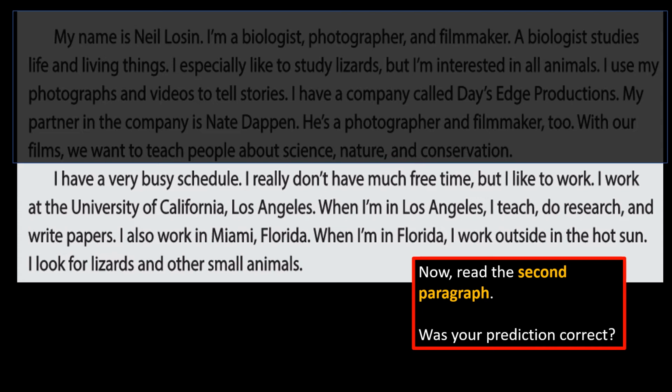I also work in Miami, Florida. When I'm in Florida, I work outside in the hot sun. I look for lizards and other small animals.